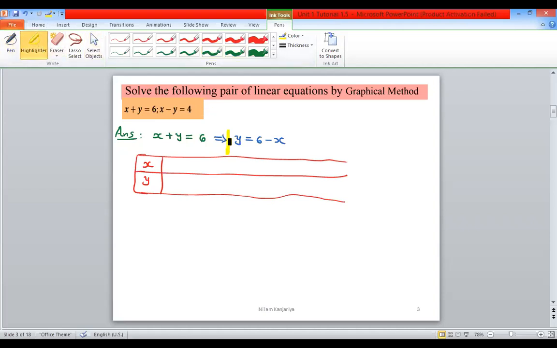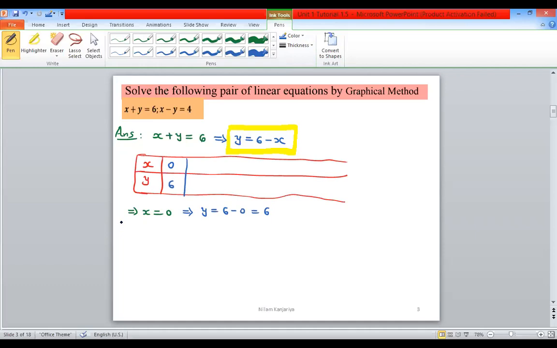This is my equation. I will take x is equal to 0 and put it in this equation. So what happens if I take x is equal to 0? It's 6 minus 0. I got y is equal to 6. So I got the first point: x is 0, y is 6.